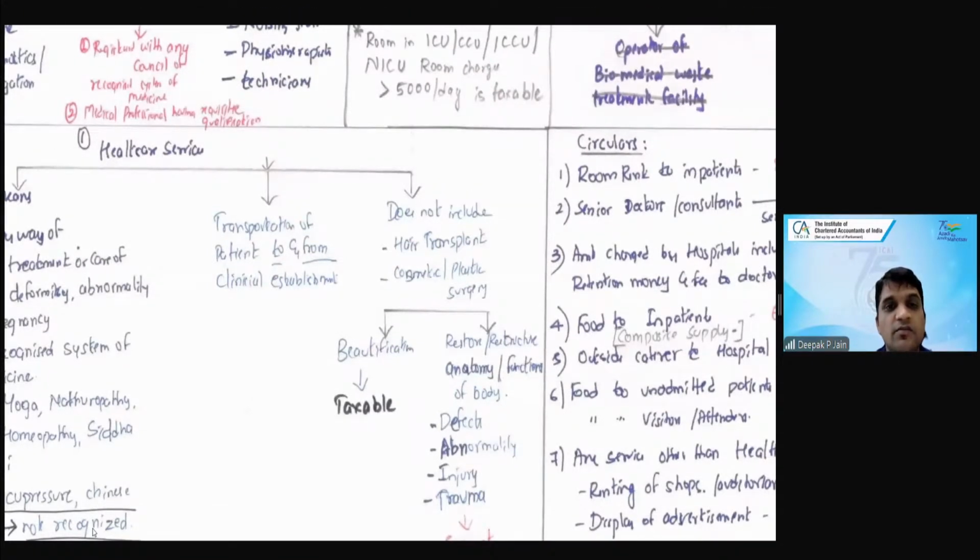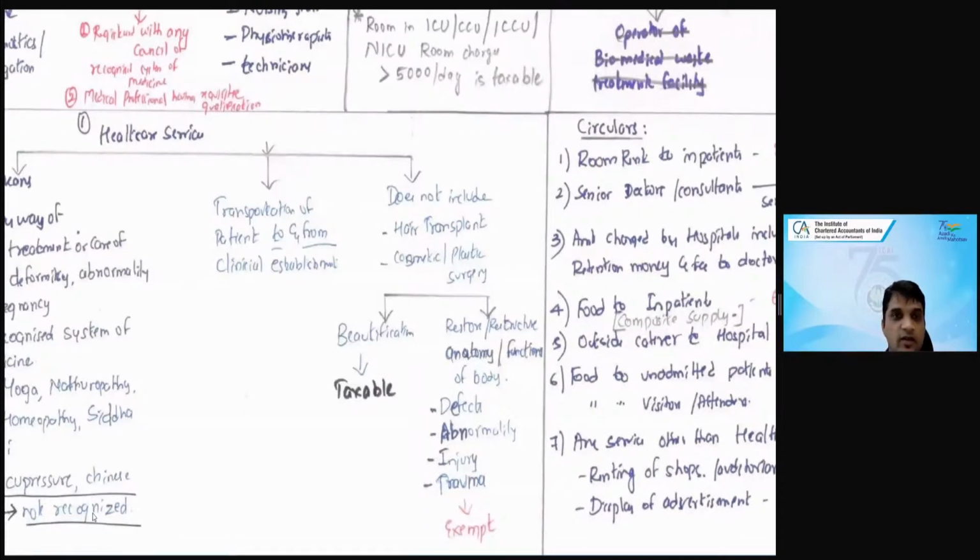Why? Because this will not be treated as on par with your illness. Okay, so any kind of hair transplant, cosmetic or plastic surgery will not be considered under healthcare services. So, if it is in relation to beautification, generally, why will you do a plastic surgery? For beautification. So, any kind of beautification services where it is not required by the doctor, he is not suggesting it, you yourself want to change the shape of your nose, you want to change the shape of your eyes. This is for beautification which you're doing, then it is taxable.